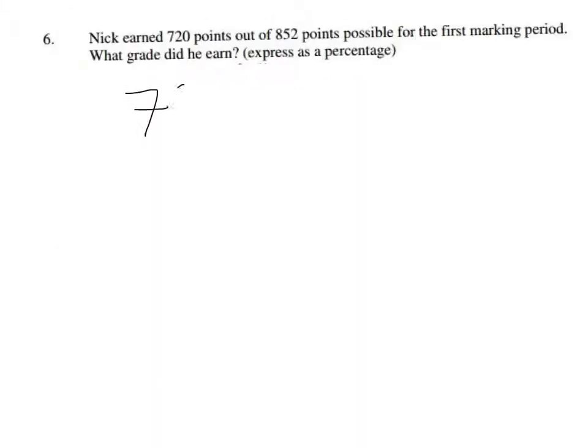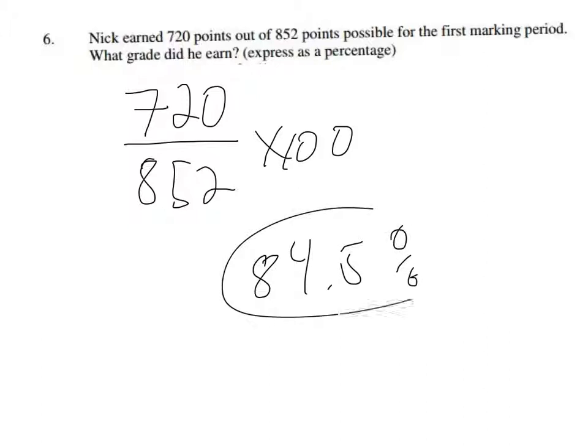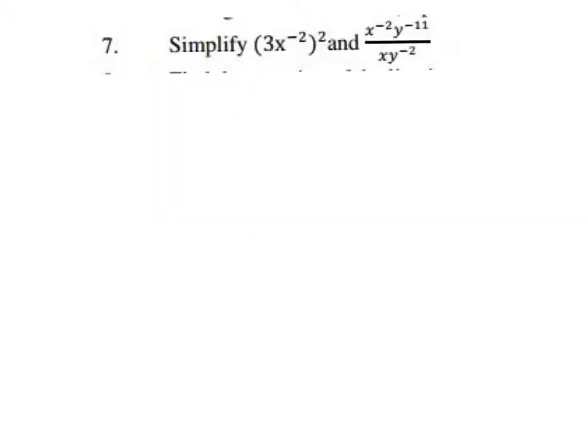So the part, or the "is," is 720. The whole, or the "of," is 852. Equals percent over 100, or times 100. And I think that is about 85%. Let me just look at my other answer key here. Yeah, so it's about 84.5 I got. 85%.